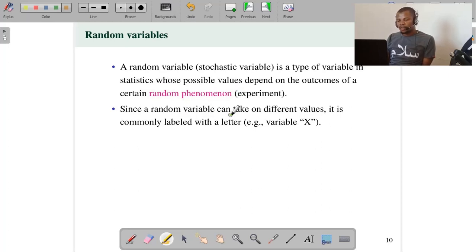So since a random variable can take on different values, it is commonly labeled with a letter. We cannot label a random variable with something like 2 or 3, because those are fixed numbers. So we name it with an uppercase letter, which can signify that it can take any values. It can be 1, it can be 2, it will depend on the domain or range of the random variable.